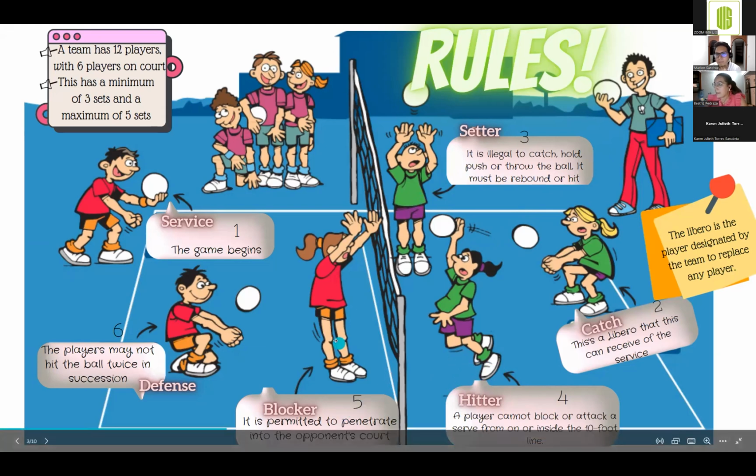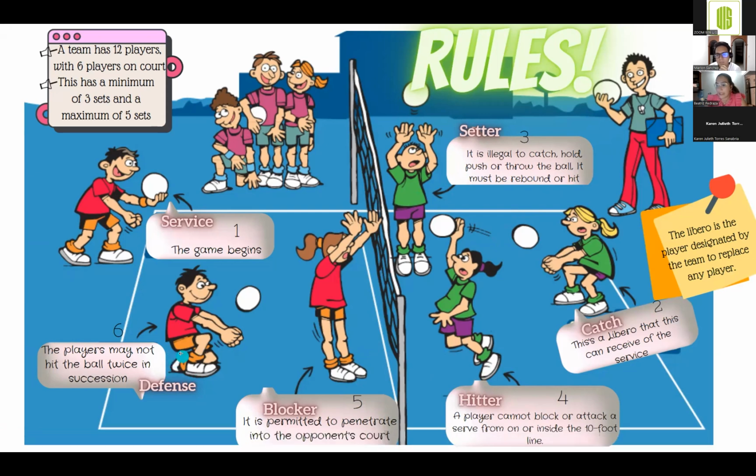Unblocked, it is permitted to penetrate into the opponent's court. On defense, the players may not hit the ball twice in succession. Another important rule: a player may not hit the ball twice, any player. A ball hitting a boundary line is in.